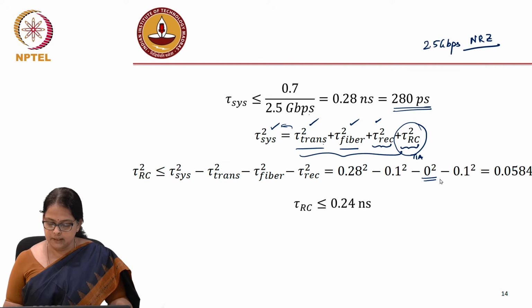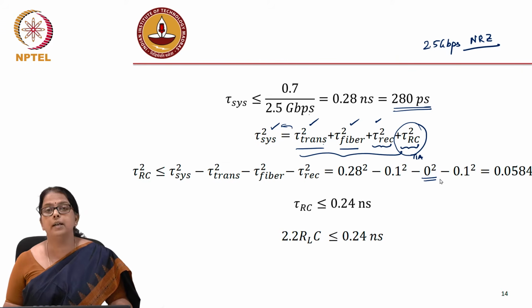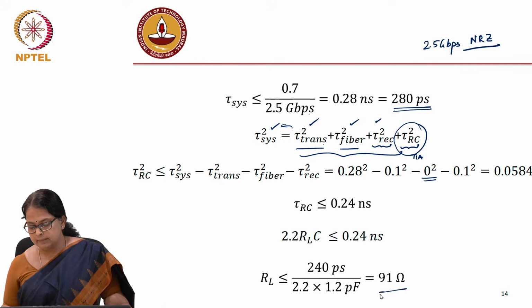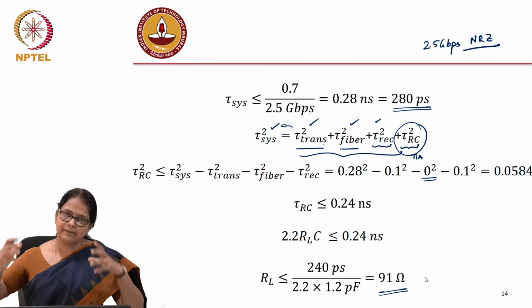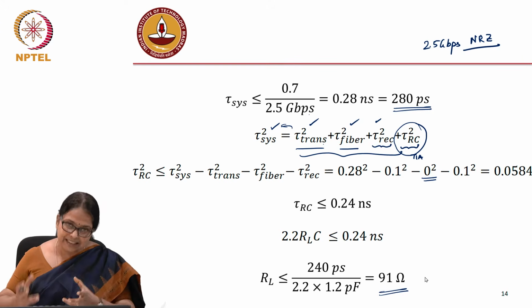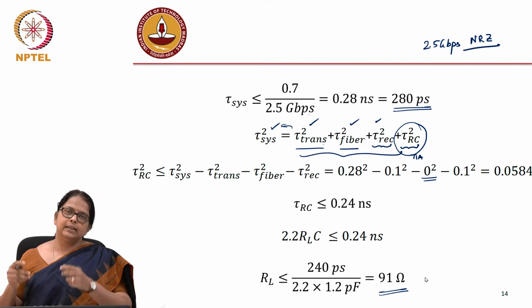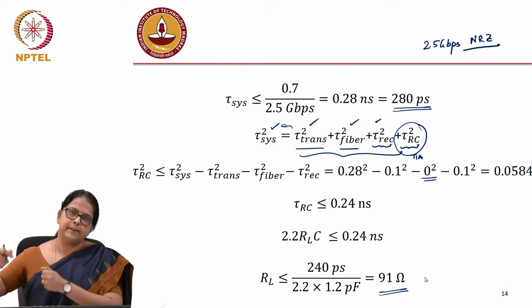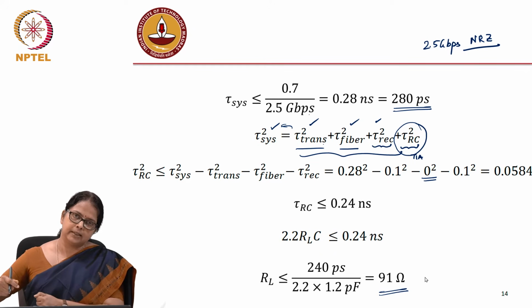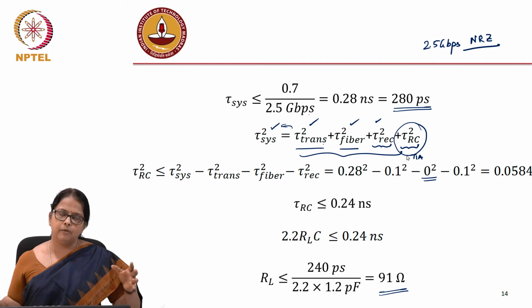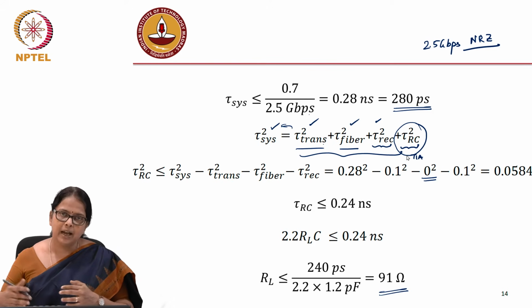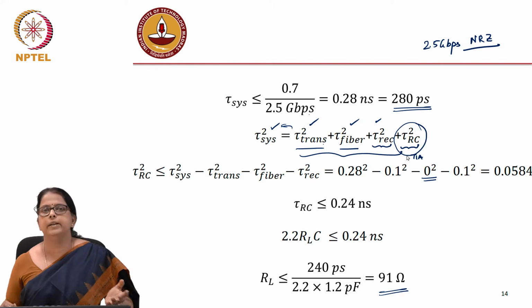The RC time constant is nothing but 2.2 R_L C, which we discussed earlier in the beginning of the lecture. C is given to you. So it means that my load resistance must be less than 91 ohms. You're giving a specification to the detector that you're using, saying that the effective load impedance of the resistor must be less than 91 ohms. If it is greater than 91 ohms, the RC time constant of the detector becomes large, and when it becomes large, it cannot support 2.5 Gbps.